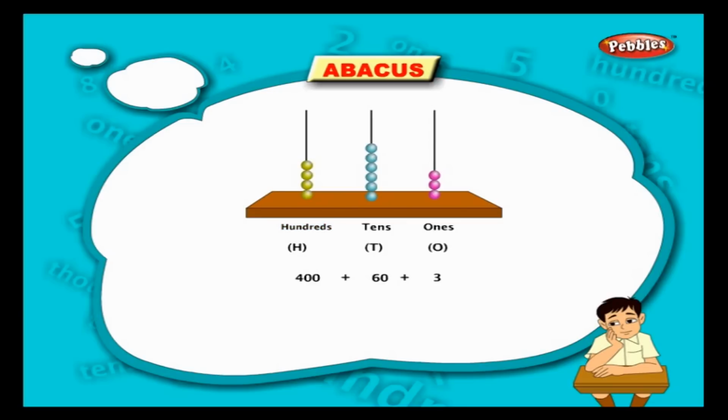Therefore, 4 hundreds plus 6 tens plus 3 ones. That is 400 plus 60 plus 3 is equal to 463. We write this in words as 463.